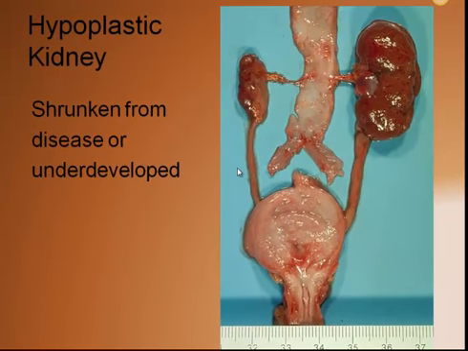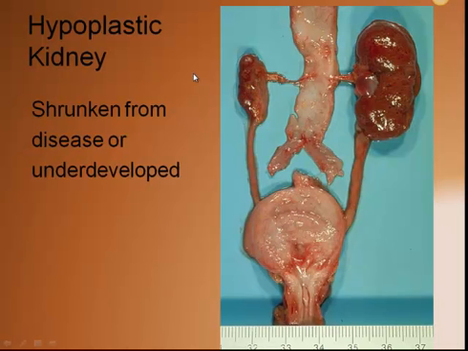Now, something else that can occur for a number of reasons is that you can have a hypoplastic kidney. Hypoplastic means that it's underdeveloped and shrunken. And here's an example. You can see it's a comparison between the two of them. This is a reasonably normal kidney here. This one here, of course, is very, very small.